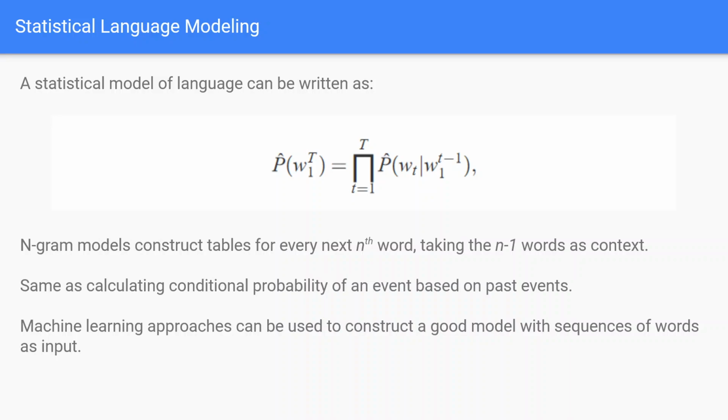Bengio proposed that a machine learning model could be used to construct a good statistical language model with sequences of words as input. We give the machine learning system a sequence of words, several sentences, a large data set, and we teach it to model this probability distribution. We teach it to predict some words given their background and context.